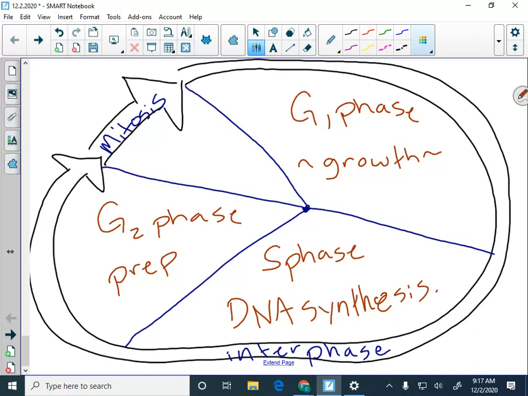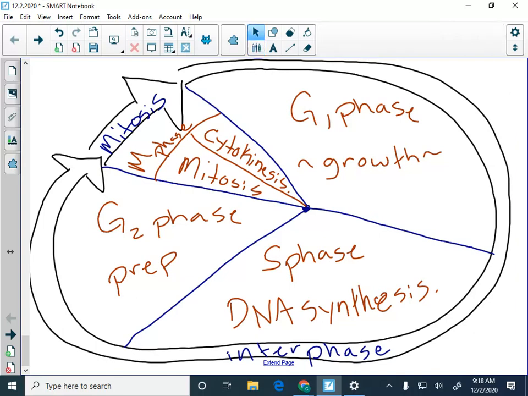Now, mitosis is also known as M phase. And it's divided into two parts. Those parts are mitosis and cytokinesis. This is our cell cycle. We will be working within this kind of frame of reference for a very, very long time.